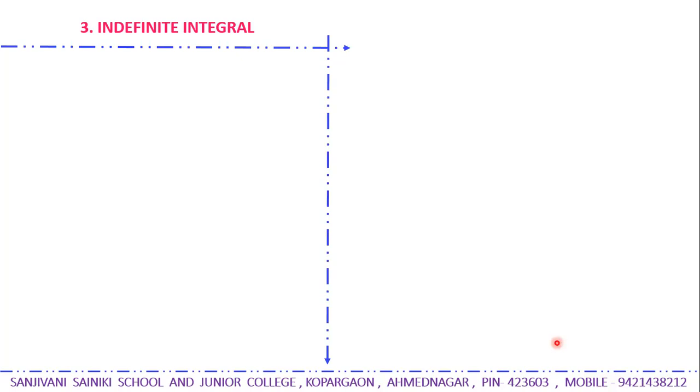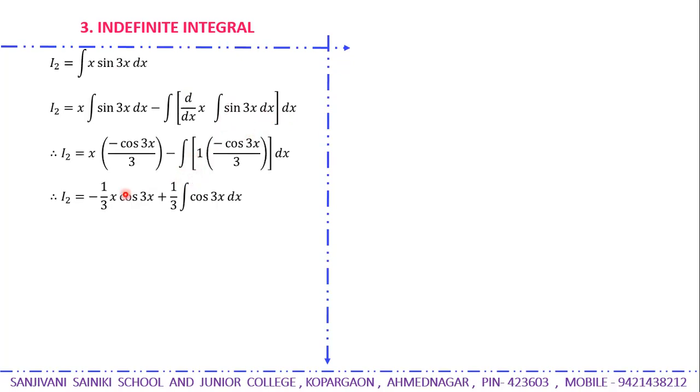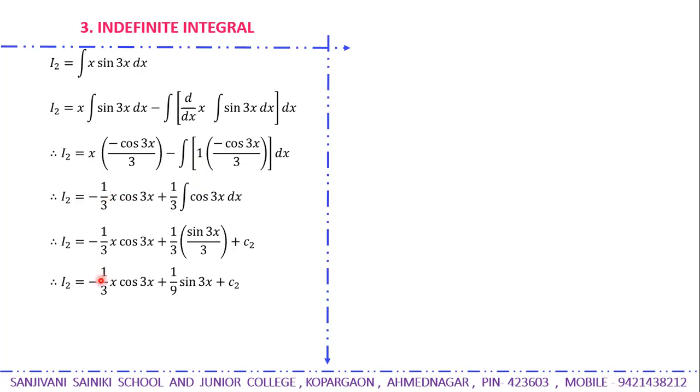Now let's solve I2. So I2 is equal to integration of x sine 3x. Again I use the first function as it is, integration of the second function, minus integration of dy dx of the first function into integration of the second function. Take the integrals and simplify it. You will get I2 as 1 upon 9 (sine 3x minus 3x cos 3x) plus C2.